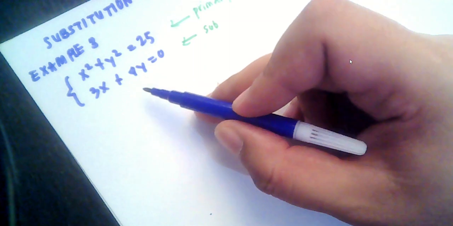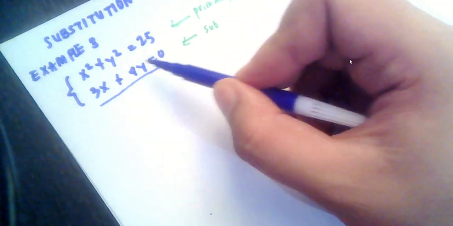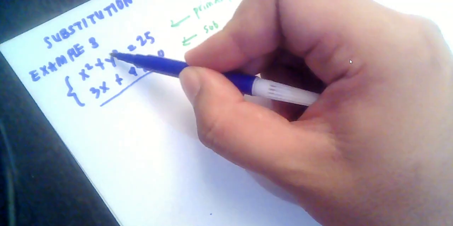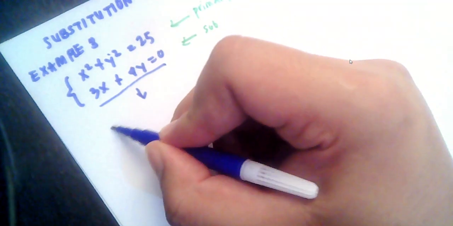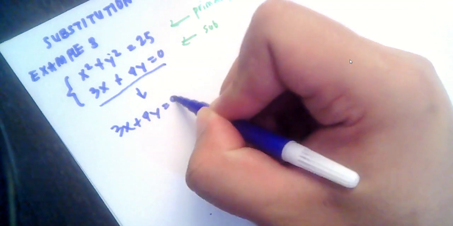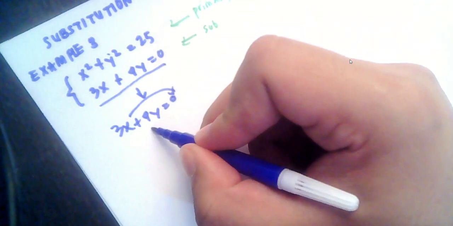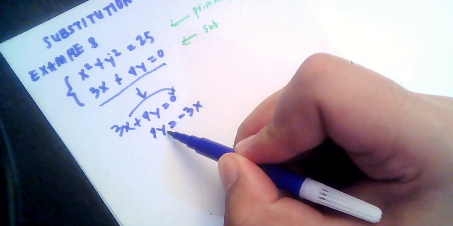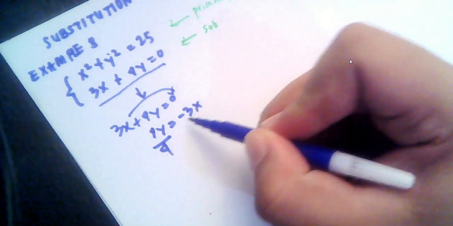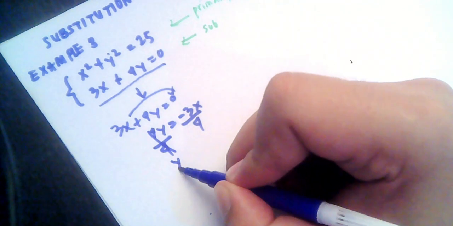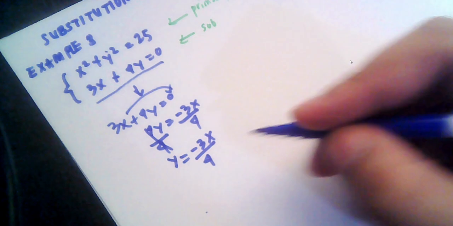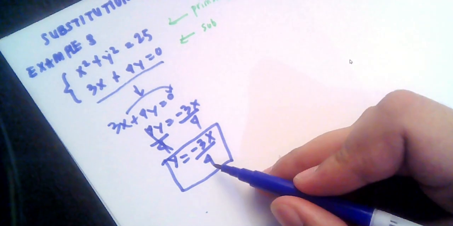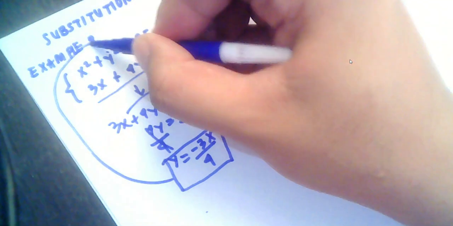So again, first step, find for the value of y or any variable so that we can substitute it in here. Okay, so let us use 3x as the sub, so that becomes 3x plus 4y is equal to 0. We transpose it to the other side, that becomes 4y is equal to negative 3x, and just to have remain y, divided by 4, cancel. Y is now negative 3x over 4. And we are ready to substitute this thing in here.